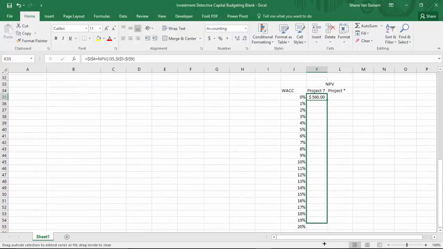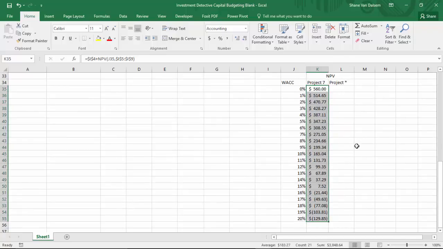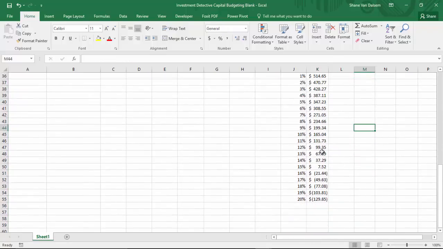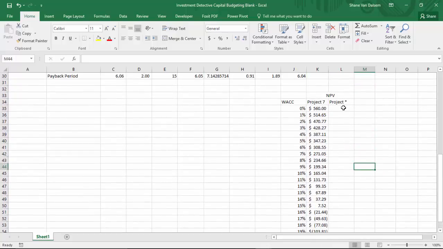I'm going to pull that down, and you can see what happens here. As we increase the weighted average cost of capital, our NPV decreases and becomes negative. So here it should say project 8. So for project 8, I'm going to do the same thing. I'm going to put in equals.